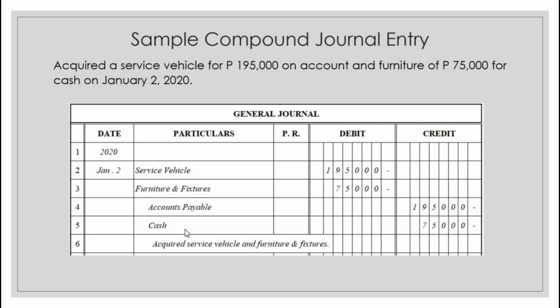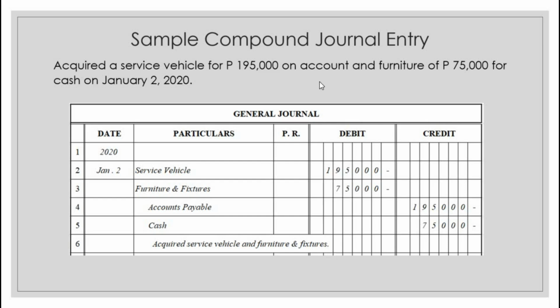Lastly, we are going to credit our cash because the furniture was purchased for cash. So therefore, pag nagbayad ka ng 75,000, the cash of the entity decreased. Since cash is an asset and you want to reflect a decrease in your asset, you have to credit the same. Then lastly, you have this explanation here sa baba.